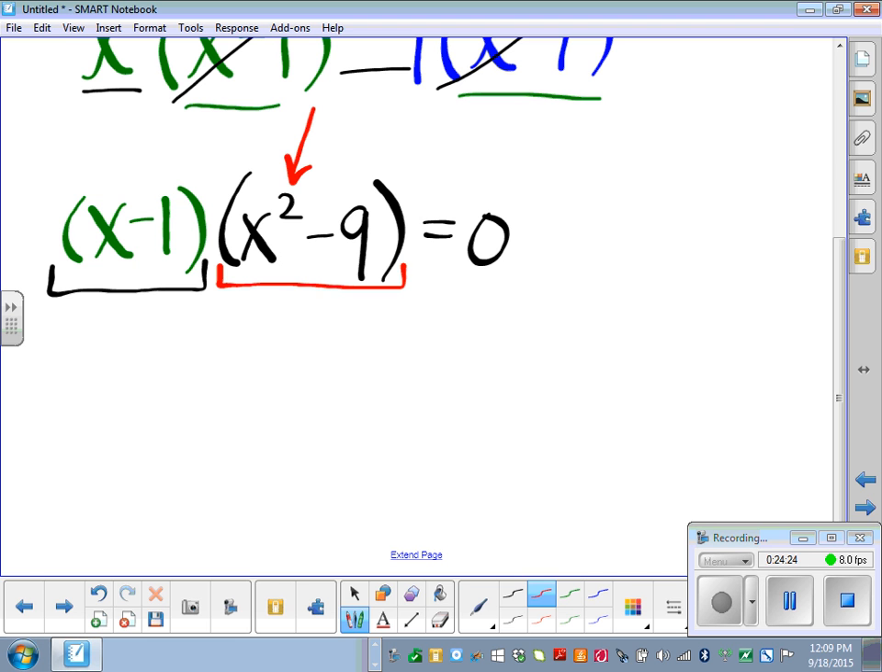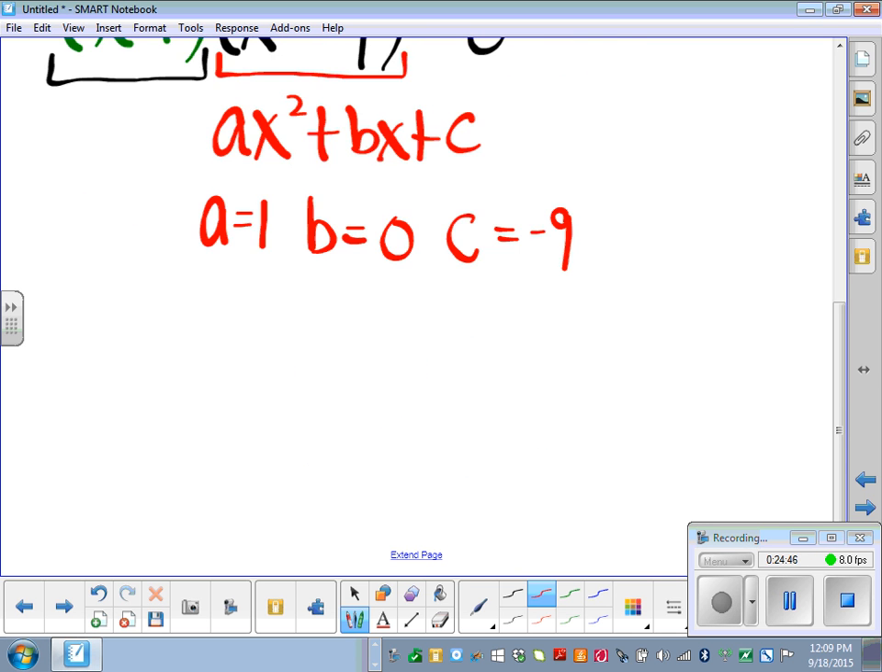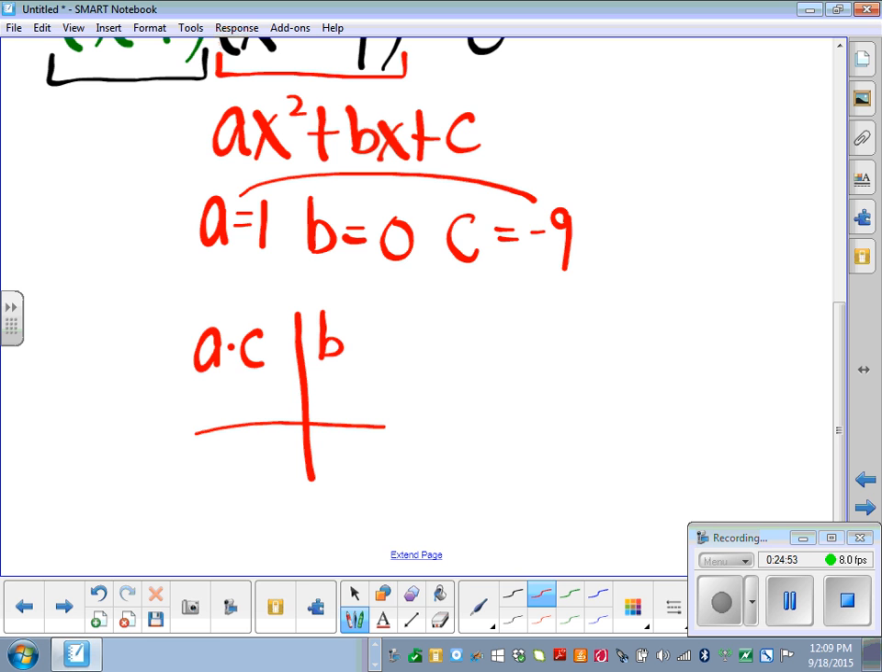Remember that quadratics have the form ax squared plus bx plus c. And in this one, a is equal to 1. Now notice we're missing bx, so our b is 0. And then our c is equal to negative 9. So we're looking for what multiplies to be a times c and adds up to be b. a times c will be 1 times negative 9. So it multiplies to be negative 9 and adds up to be 0.